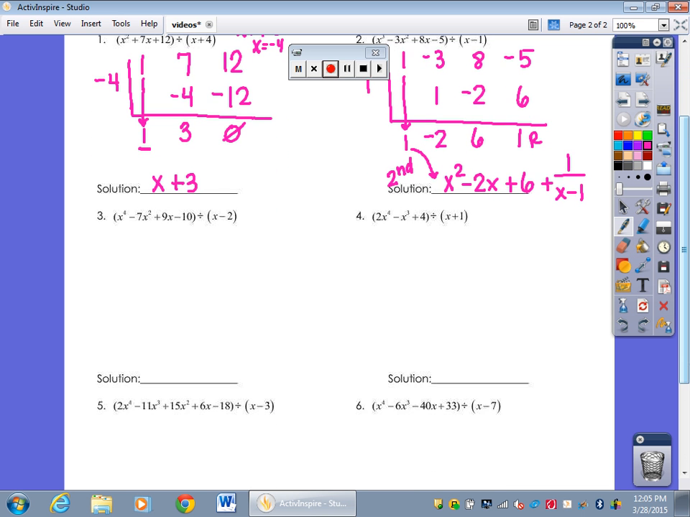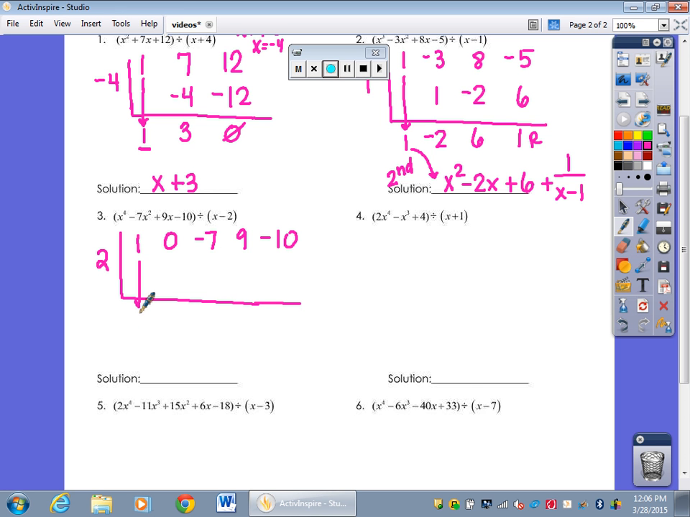All right, let's look at number 3. Here's a situation in number 3 where I have to include the coefficient of the term that's not there. Notice that it jumps from x to the 4th to x squared. I have to make sure that I put a 0 in place of the x cubed that's missing, and then negative 7, then 9, then negative 10. You have to keep its place, so you want to put that 0.